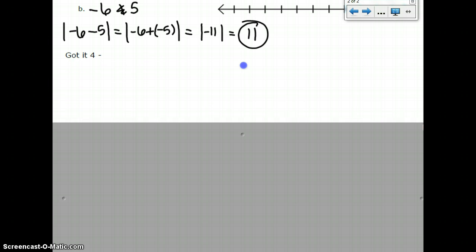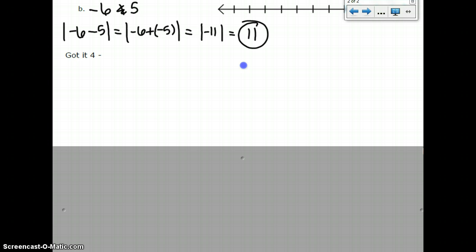Okay, Got It 4 is a story problem and it is in your book. I'll read it out loud to you. Got It 4. A gopher begins digging at 7 inches below ground level and stops digging at 16 inches below ground level. How far did the gopher dig?